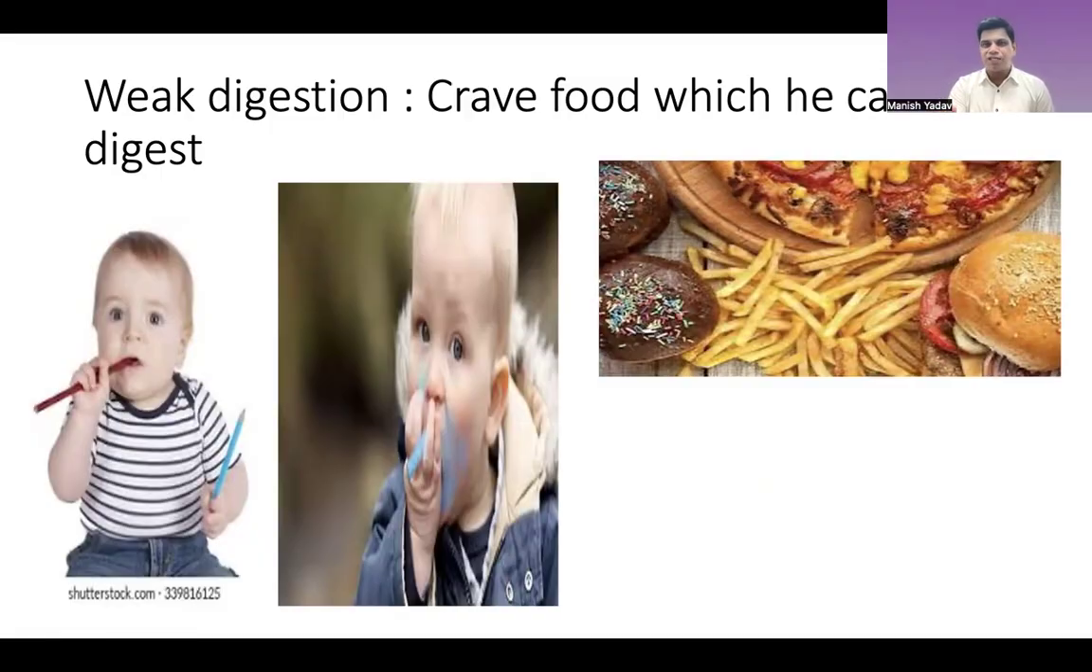or today's fast food. Look at this. All fried items, the fries, the burgers, the pizza. These are not good foods, right? You can have it once in a while, but they will love this.